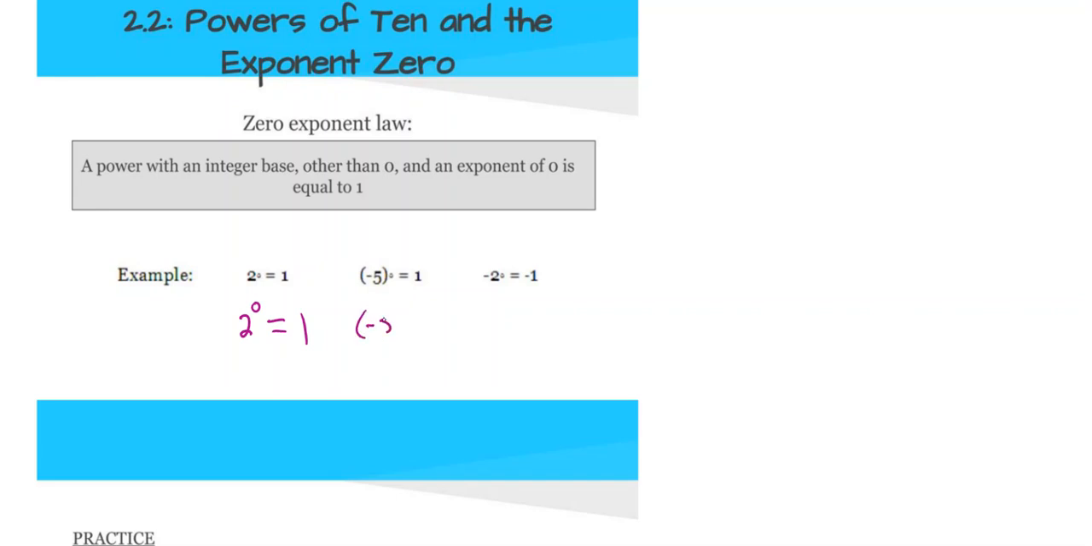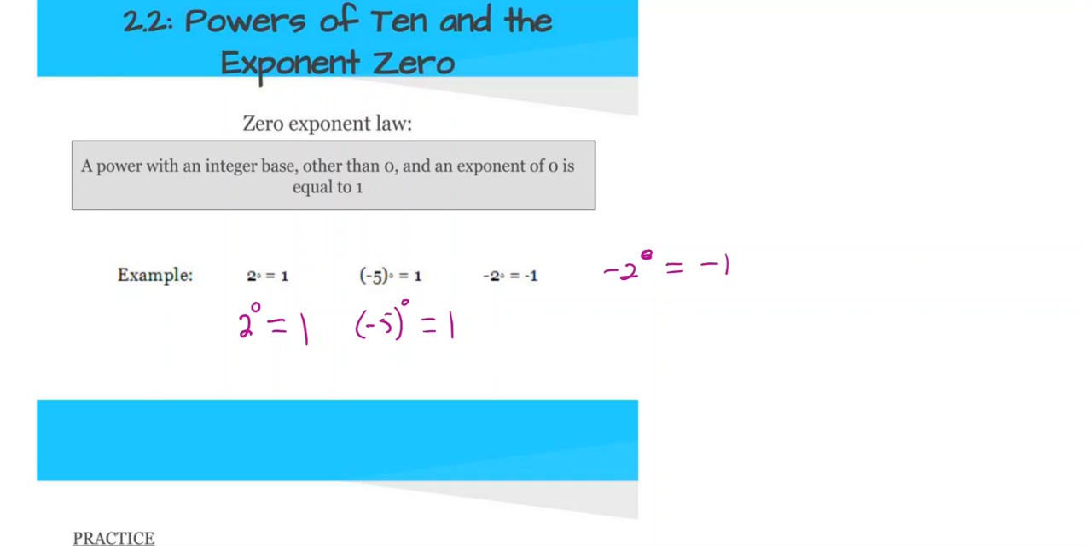Negative 5 to the power of 0 is 1. But before you turn the page, let's write this one out again. Negative 2 to the power of 0, it's saying that that's negative 1? Yeah, because there's no brackets, the negative just stays in front.